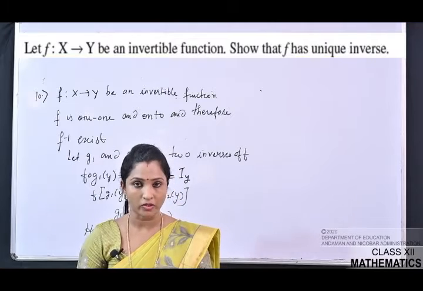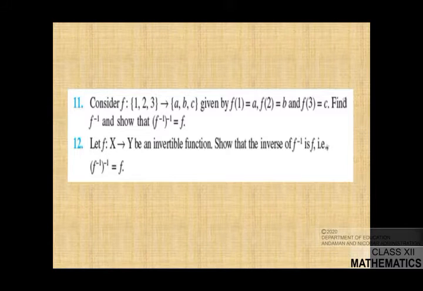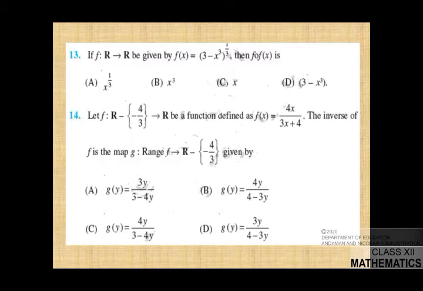Okay, a very important question this is. Now let's see 11th and 12th. This is work for you. Please do this at home. Again, very important and simple also. 13 and 14 are also homework for you. It's a multiple choice question.